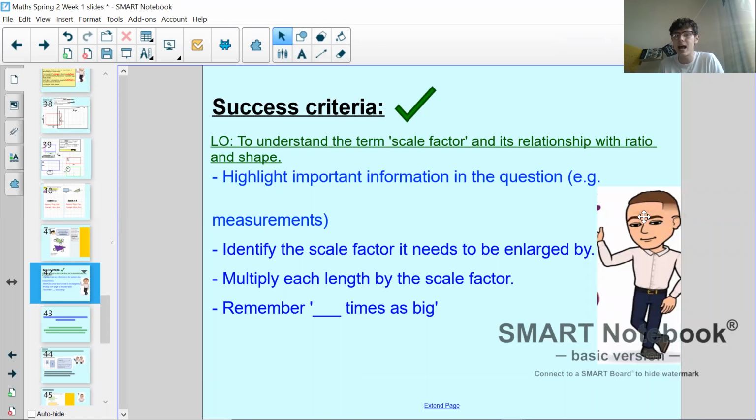The scale factor that we're changing the shape by, that we're enlarging the shape by, and then multiply each length by that scale factor, okay? So, and this is remembering our how many times as big. So if it's scale factor 2, it's 2 times as big. Scale factor 3, 3 times as big, and so on and so forth, okay? So do not forget that it's simply just multiplying, okay? It's a fairly basic way of enlarging a shape, okay?